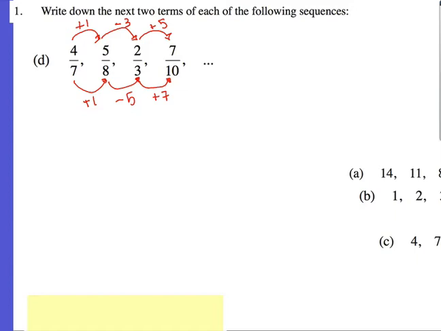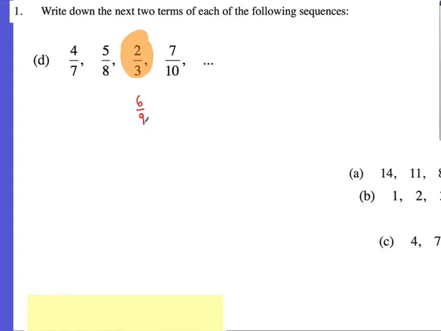What you could do, however, is manipulate the sequence. And you can try having different denominators. So if you change the denominator, make sure you change the numerator as well. But the actual key to this question is looking at this term. Now this term can be rewritten as 6 over 9.